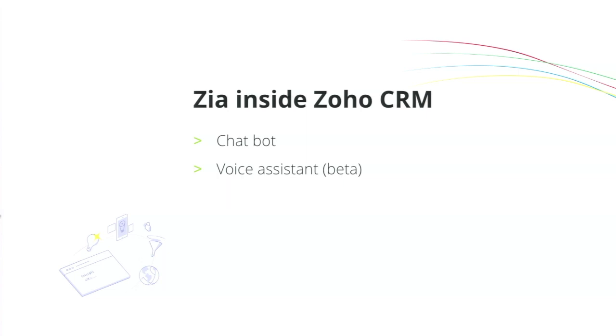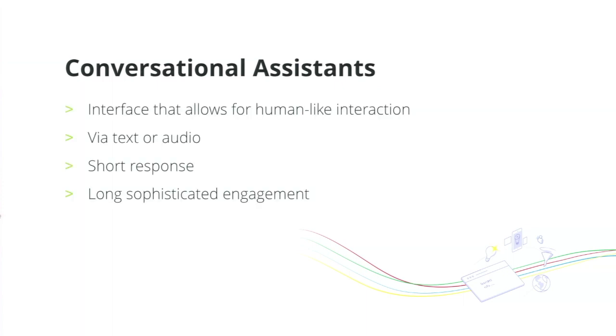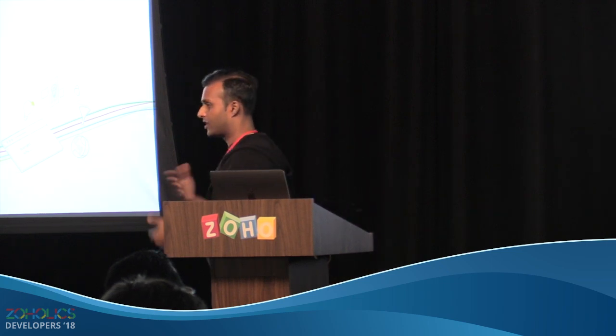What we're going to focus on is the chatbot and the voice assistant, which are recent additions to Zoho CRM. Both the chatbot and the voice assistant are categorized as a conversational assistant. What this means is, instead of having to look for a certain feature in the software or click around here and there or search, you're just talking to your software like a human. It's the simplest form of communication, something that everyone can do without any sophisticated training. So you talk to your software like a human, and it responds via text or audio.